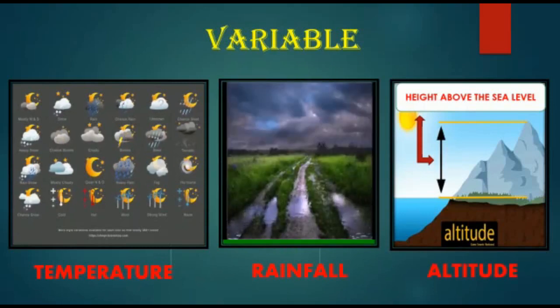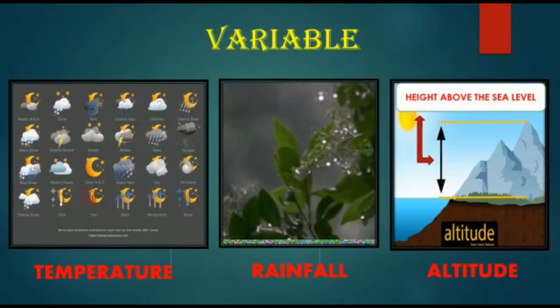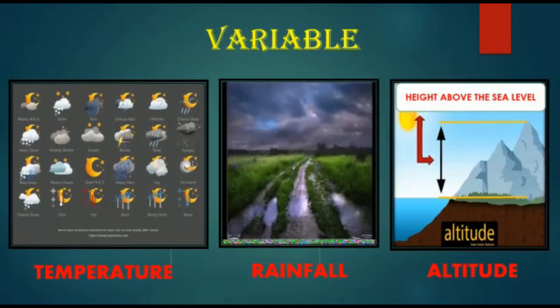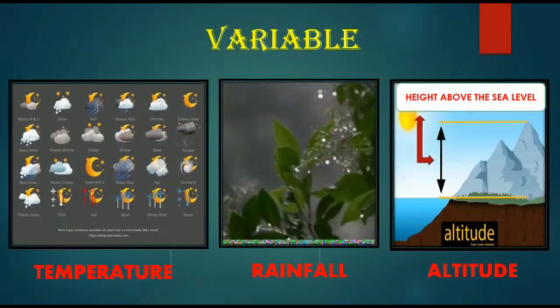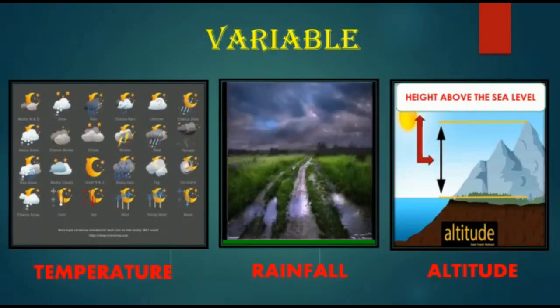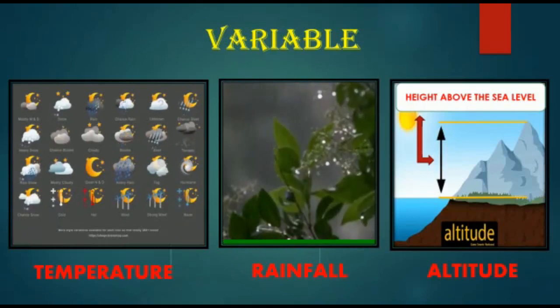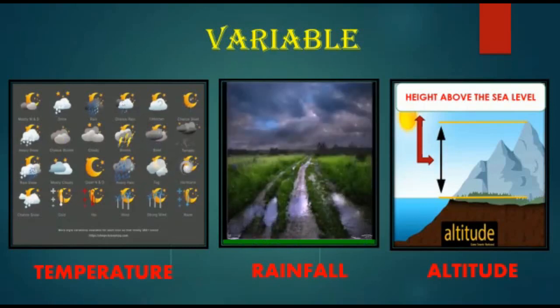Students, as we have studied, variables such as temperature, rainfall and population are useful to explain geographical variables. So, in the isopleth method map, to show the distribution, variables such as temperature, rainfall and altitude are used. Altitude means the height above the sea level.